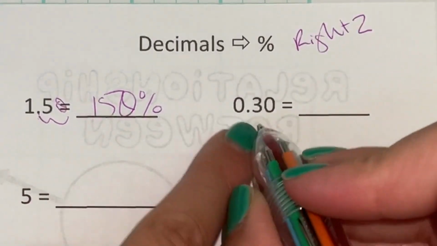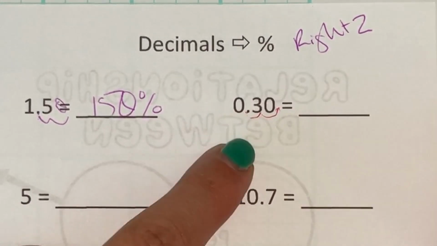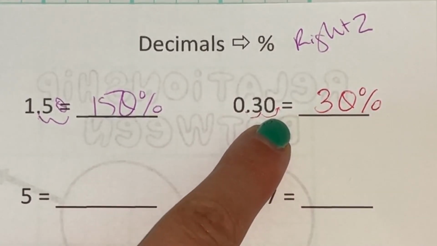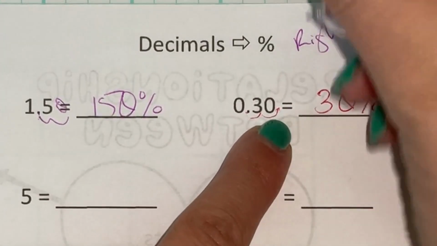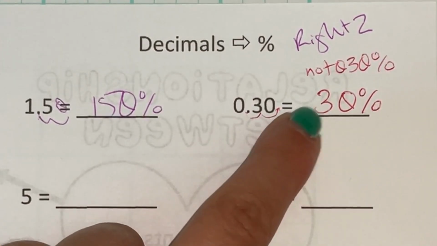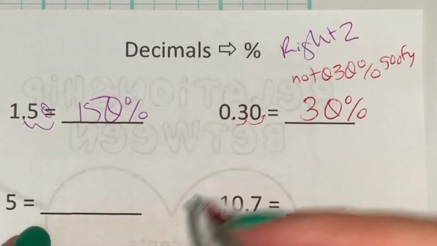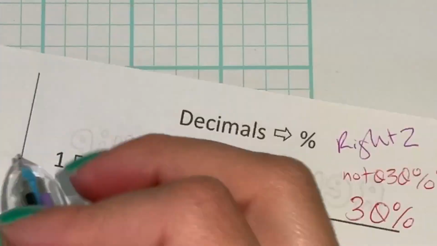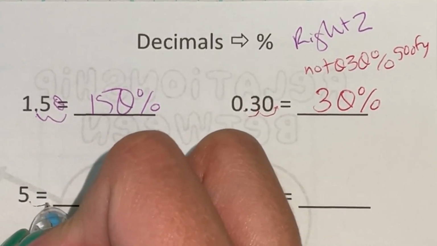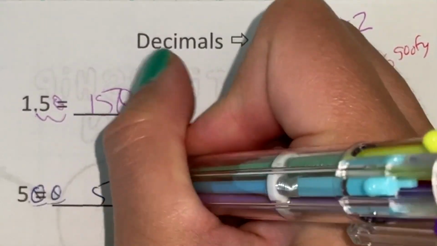Next one, we have a decimal. We're going to move it to the right 2. 1, 2. Now it's behind the last 0 here, so that means we have 30%. We write it as 30%, not as 0.30%. This is goofy. No. Next one, we have a 5. So I assume the decimal's all the way right here, to the right 2. 1, 2. That's 2 blank spaces where I'm going to put a 0. So that means I'm going to have 500%.